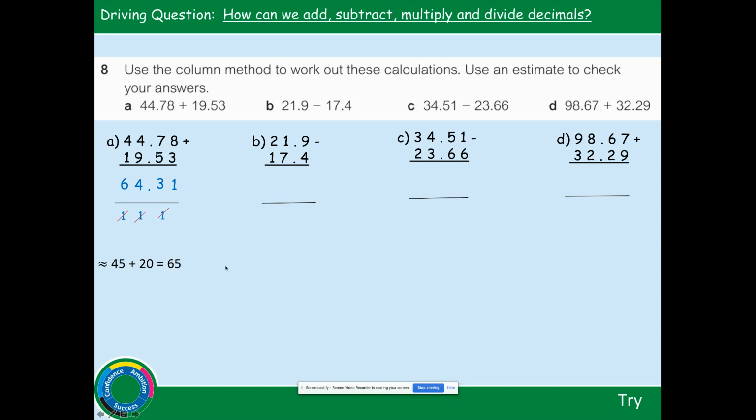That's fairly close. Okay, press pause on the video while you have a go at the next 2 subtractions and the final addition. Press play when you're ready for the answers.